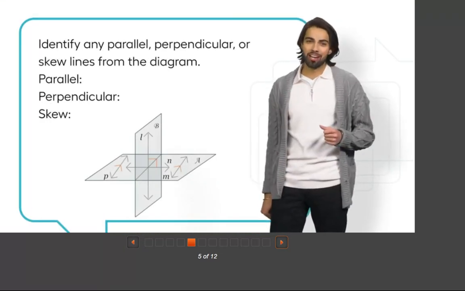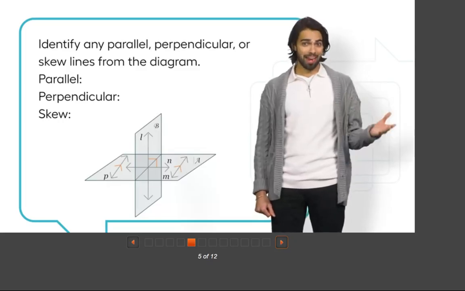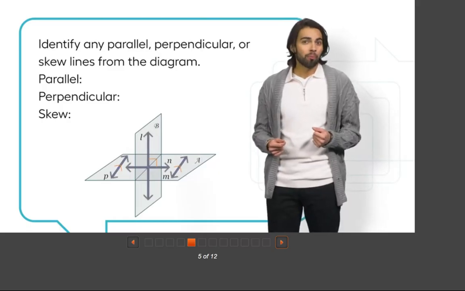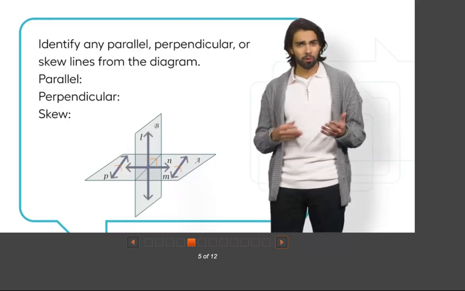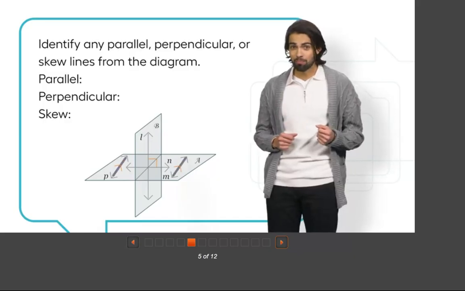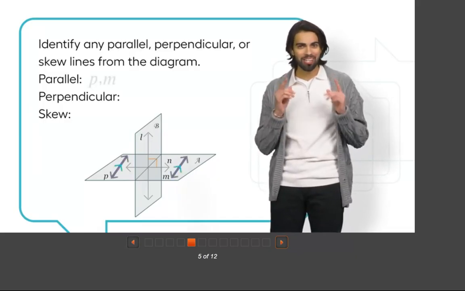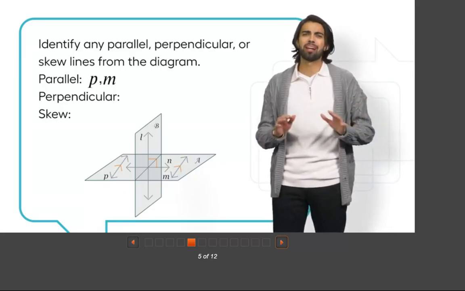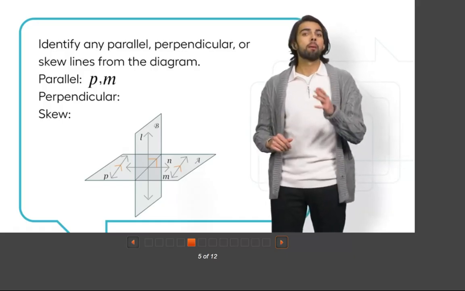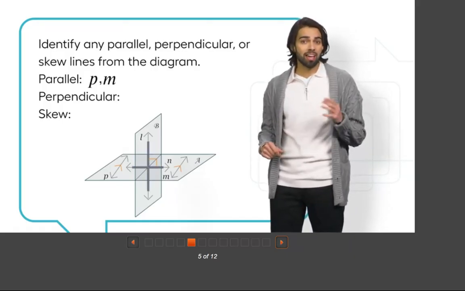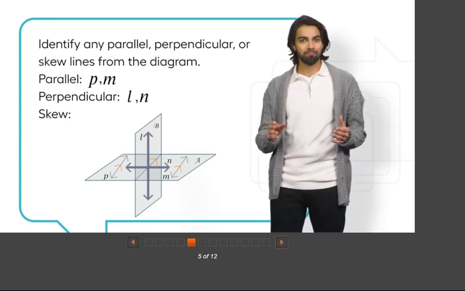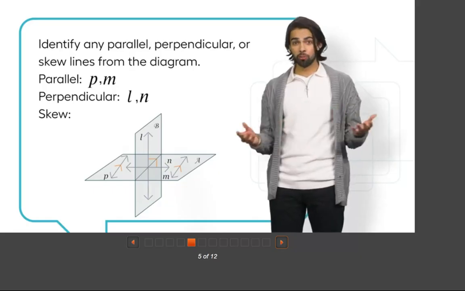Check out this three-dimensional diagram with two planes, A and B, and some lines drawn in. Can we identify any parallel, perpendicular, or skew lines? We see that lines P and M are marked as parallel, so okay, P and M are parallel. But we can't say that about any other line pairs because there are no similar markings on the diagram, and we should not assume too much from a diagram. What about perpendicular lines? We see that lines L and N have a perpendicular mark between them, so we can list them as perpendicular.